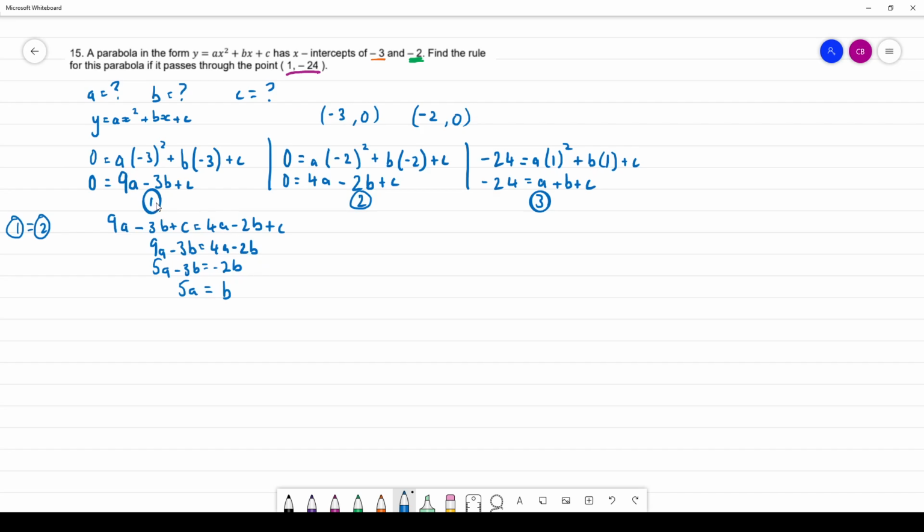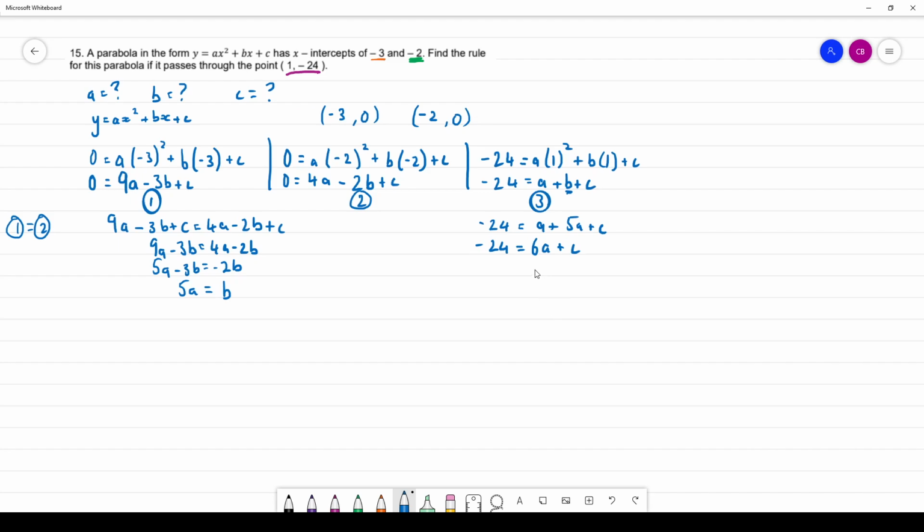Now I've already used equation 1 and equation 2, and I eliminated the c value. So maybe I could use this piece of information, which I got from 1 and 2, into equation 3. So let's try that out. So we want to sub 5a in for b, so this b we just replace it with 5a. So negative 24 equals a plus 5a plus c. So negative 24 will equal 6a plus c.